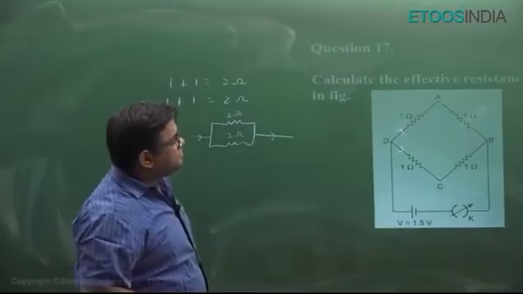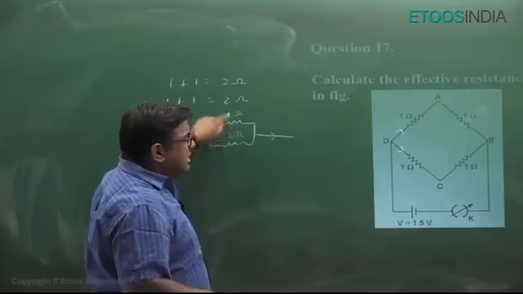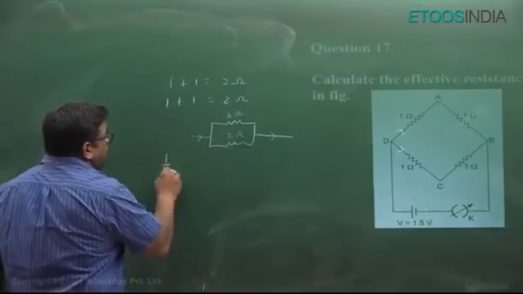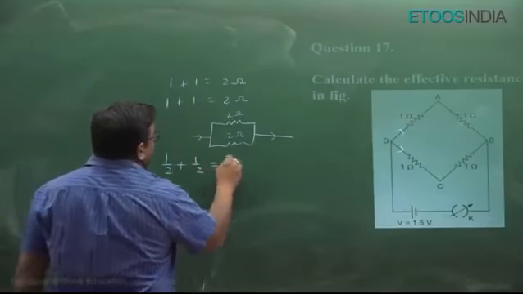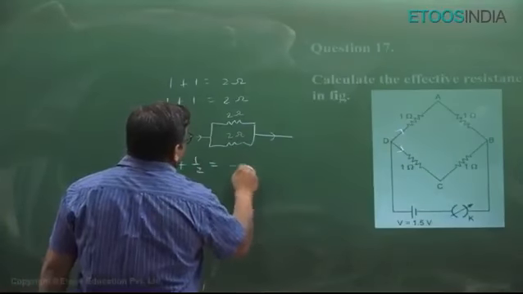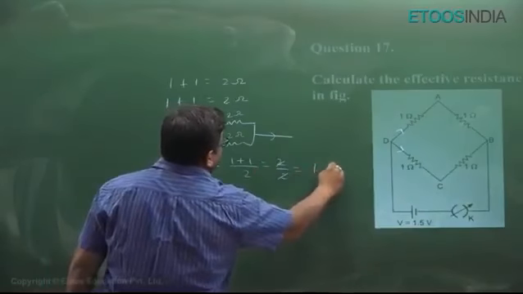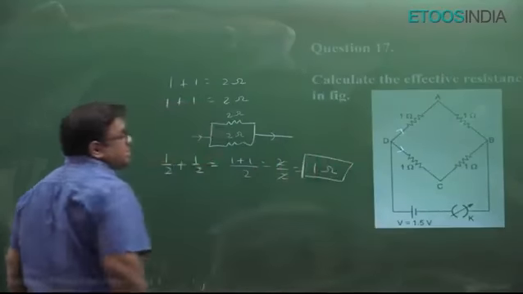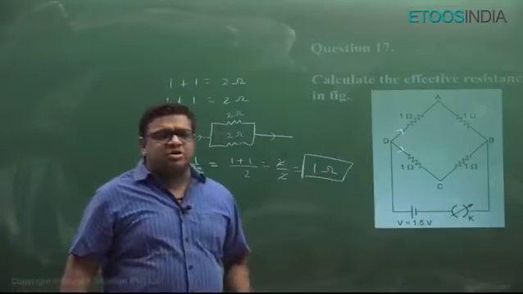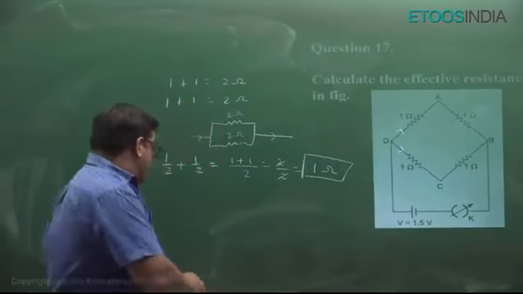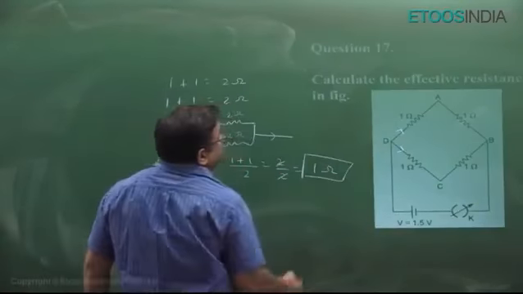Okay? Now we can see that these are in parallel. So 1 upon 2 plus 1 upon 2 is equal to 1 plus 1 upon 2, or 2 upon 2, and the answer is 1 ohm. We can simply learn the methods also in a different way. Now let's move on to the next question.